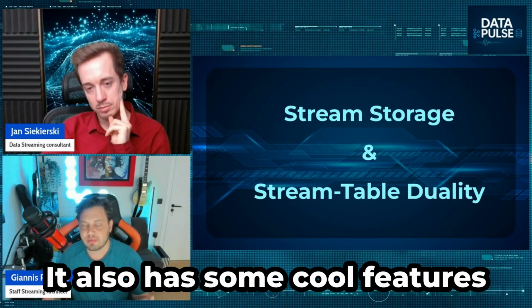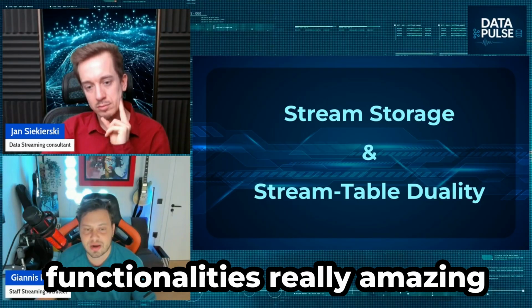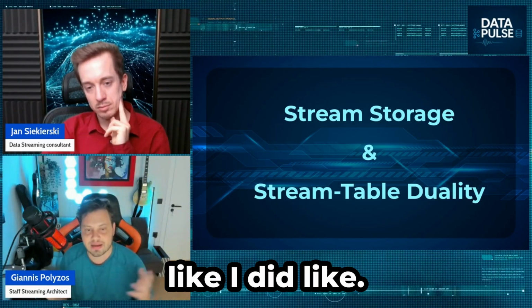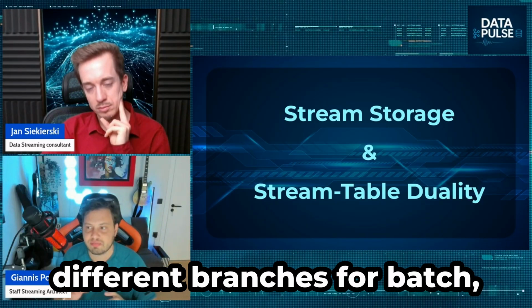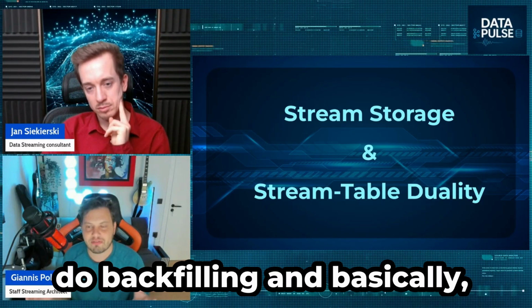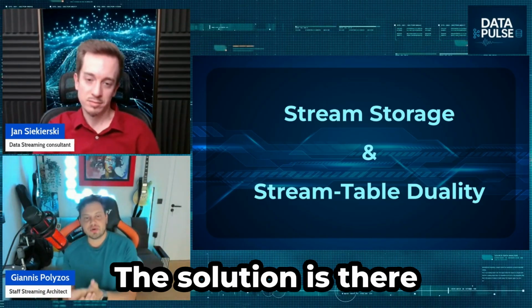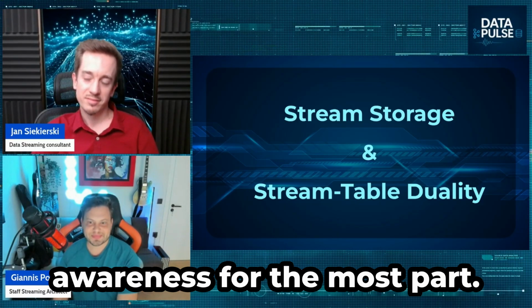It also has some cool features that Iceberg also has, like, for example, branching. The branching functionality is really amazing because you can create different branches from your dataset, with Git-like functionality, have different branches for streams, different branches for batch, do backfilling, everything. Basically, we have lots of technology there. The solution is there. It's just about awareness for the most part. Yeah.